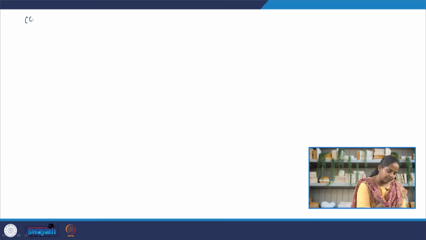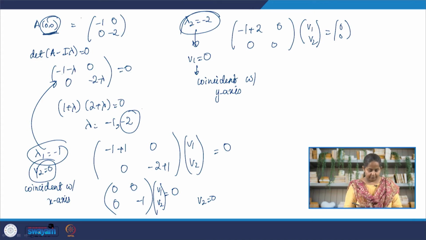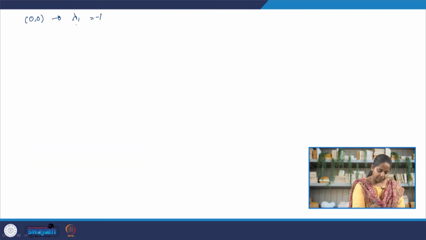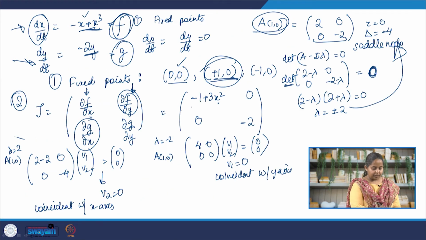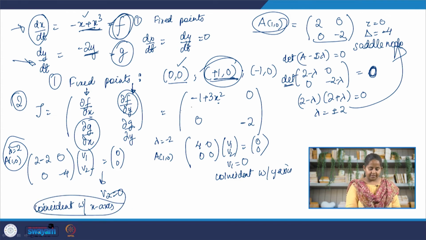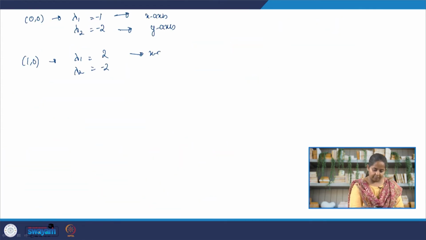So, at the fixed point 0, 0, we have two eigenvalues, lambda 1 is equal to minus 1, lambda 2 is equal to minus 2. Here, the eigenvector is coincident with the x-axis and here the eigenvector is coincident with the y-axis. Then we have 1, 0, we have lambda 1 and lambda 2, plus 2, minus 2, and we see that in case of plus 2, the eigenvector is coincident with the x-axis and here it is coincident with the y-axis.